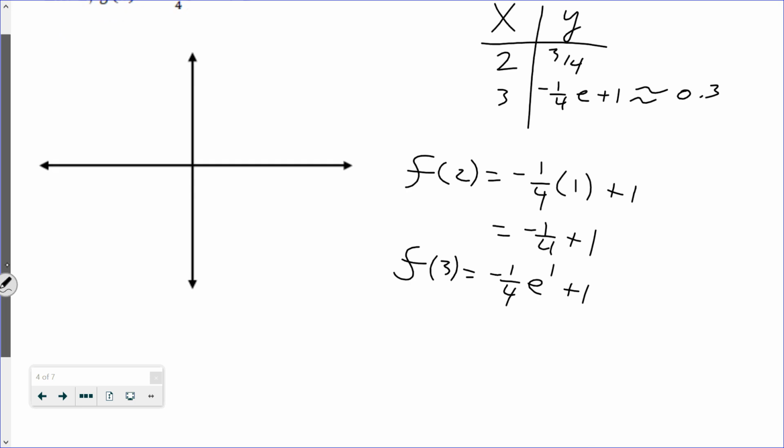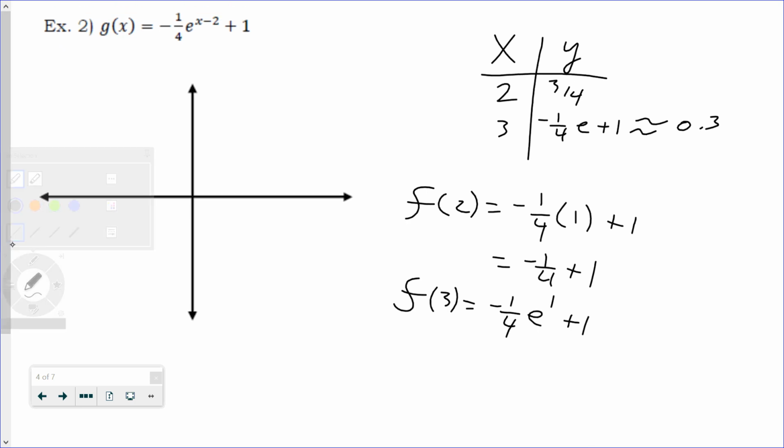Okay. So we're going to graph this. My vertical asymptote is 1. We'll go ahead and graph it. We have the points 2, 3/4, so 1, 2, 2 and 3/4 should be about right here. And then 3 and about 0.3, so a third of the way up, we'll say about right there.